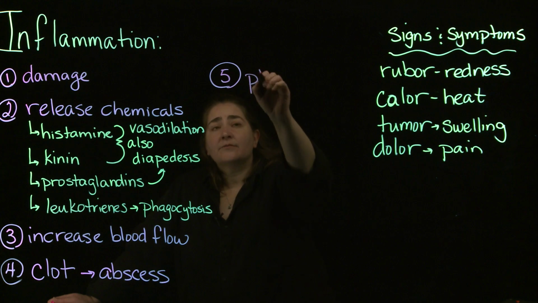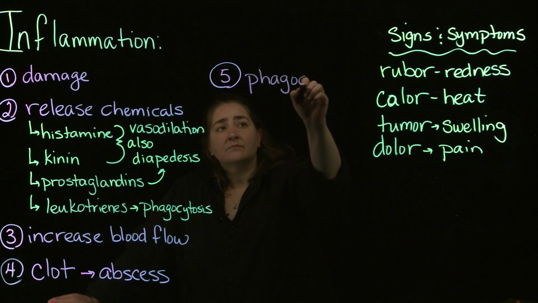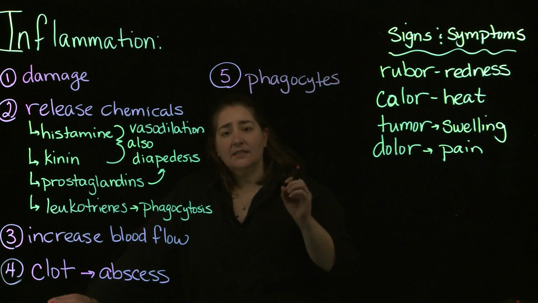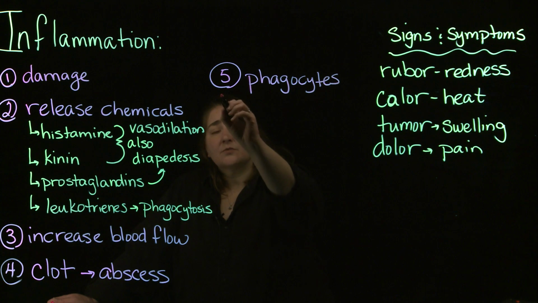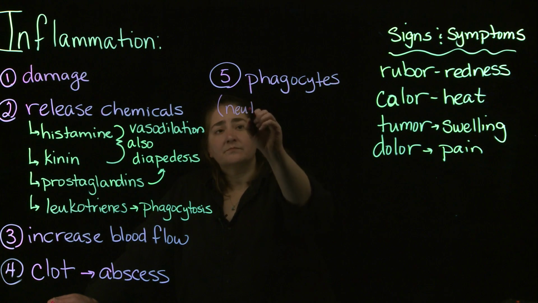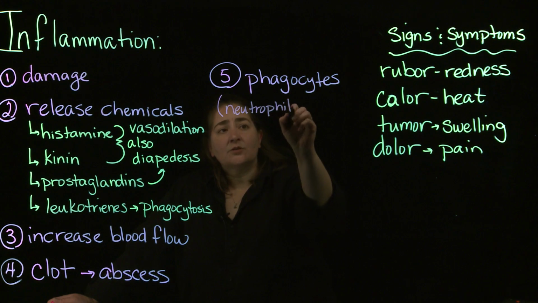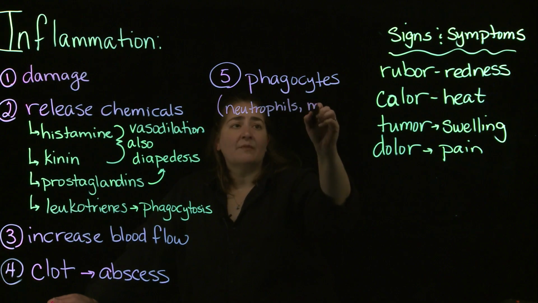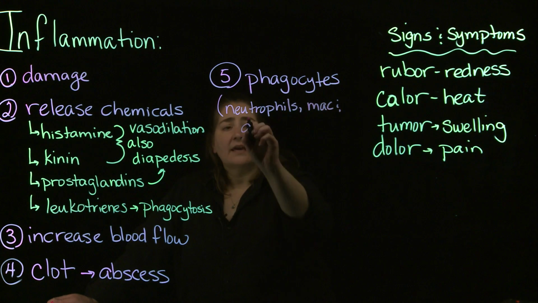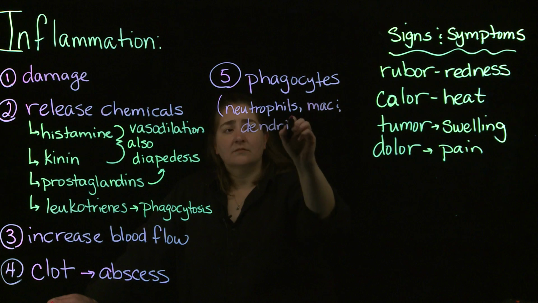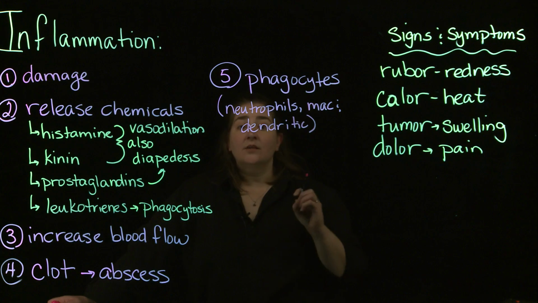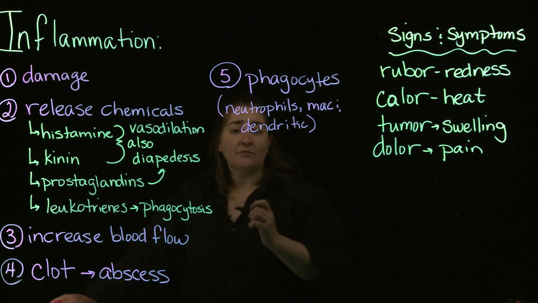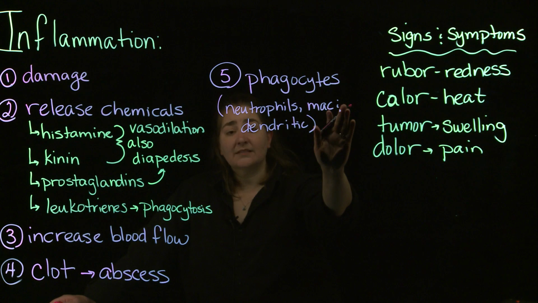You're going to have the phagocytic cells that are going to come in, okay? And those phagocytic cells, remember, are going to be the neutrophils, the macrophages, and those dendritic cells. All right? They're going to do the bulk of the work. All right? Those steps in phagocytosis that we covered in the previous video, that's going to happen here as well as part of the inflammatory response.